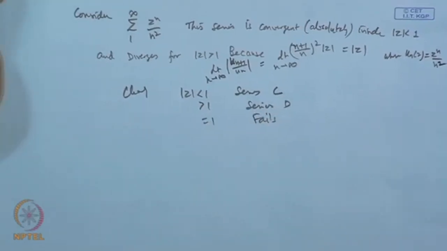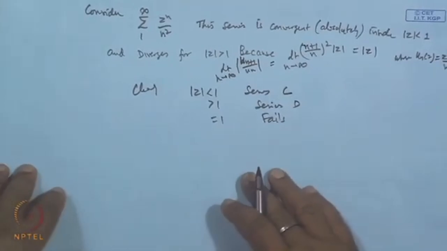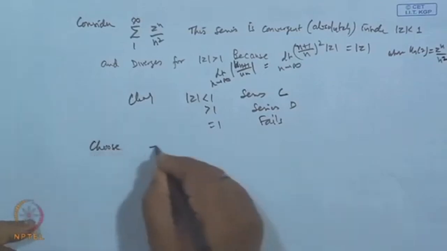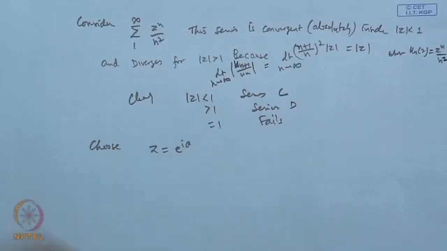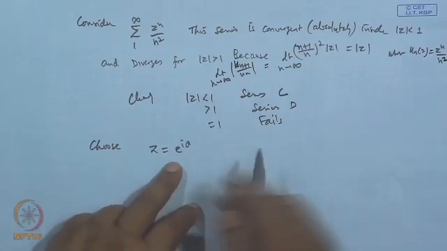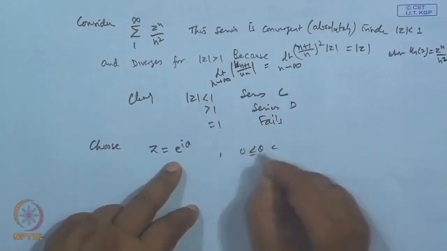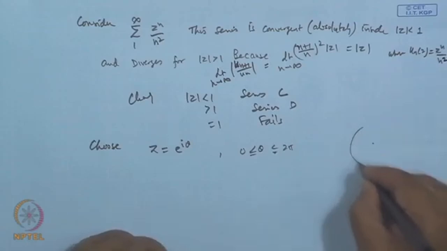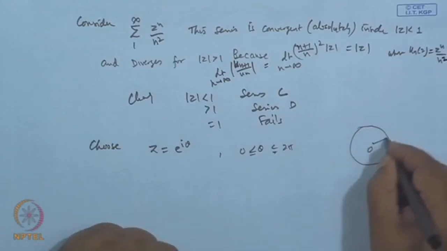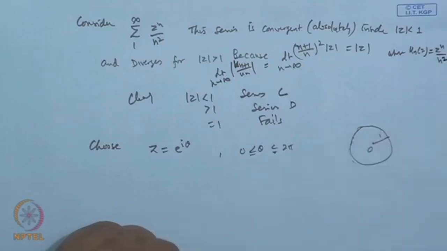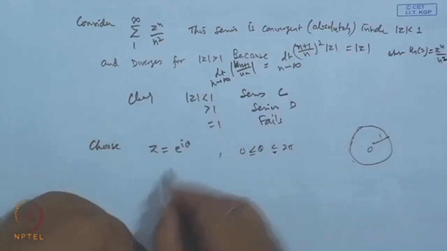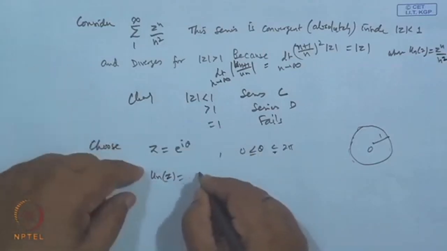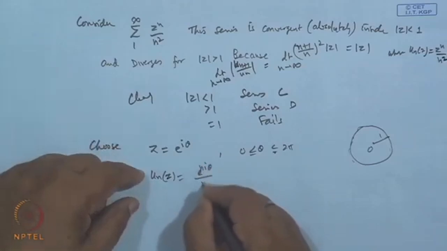Okay. So, let us see where the series converges. Suppose I choose z equal to e to the power i theta, where theta lies between 0 and 2 pi. So it is a point lying on the circumference of the circle centered at 0 with radius 1. These are all the points we will cover. So, what will be our u_n? The u_n(z) becomes e to the power i n theta by n square.